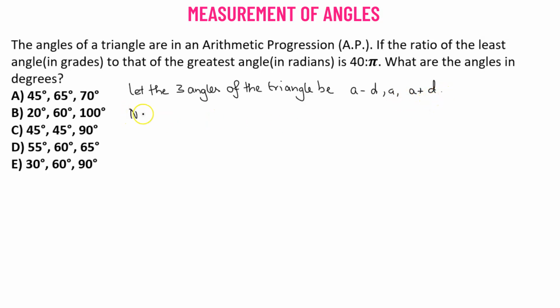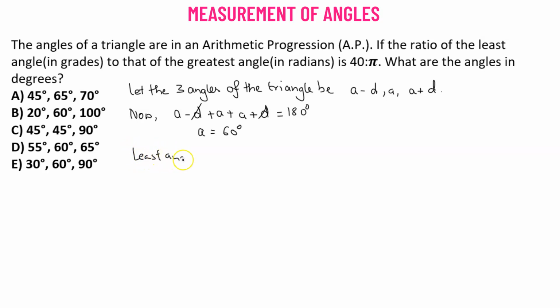Now we know that the three angles of a triangle sum up to 180 degrees. So we have A minus D added to A plus D, so this sums up to 180 degrees. Here negative D and positive D cancel out, and when we solve for A, we're going to get 60 degrees. That's fine. Now let's find out the least angle.